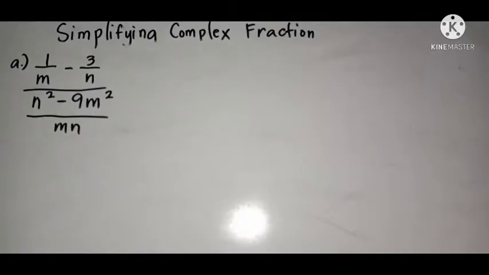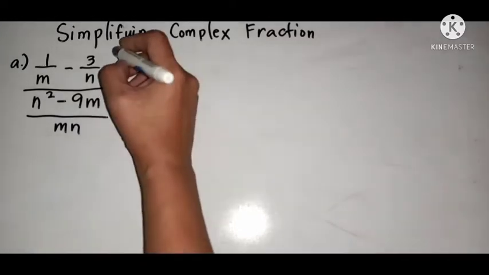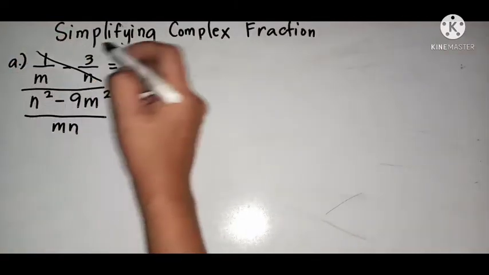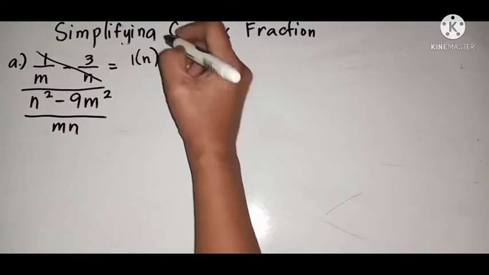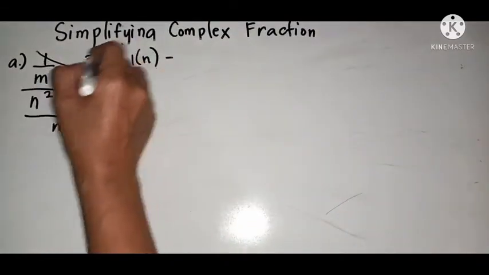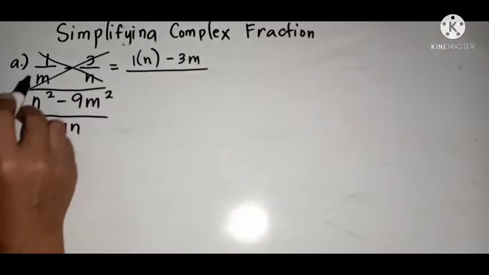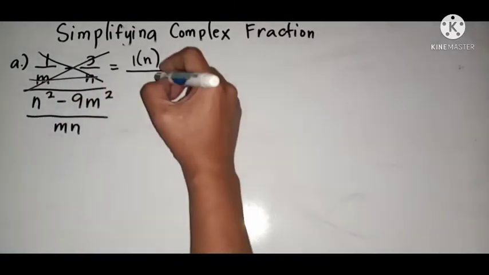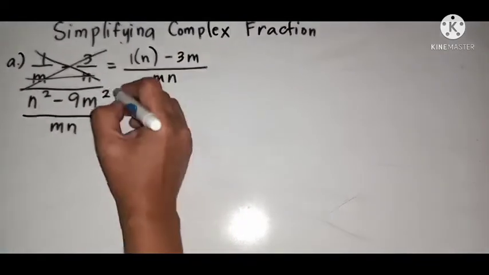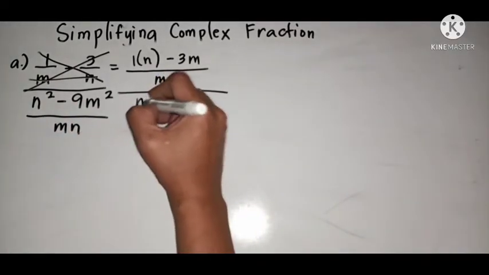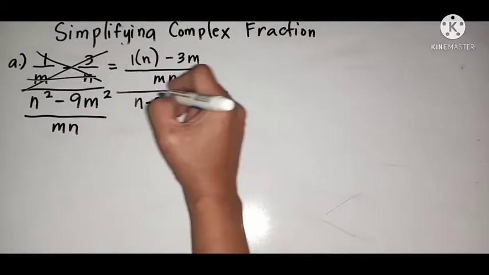We have now the first problem. First, cross multiply. Then simply multiply m and n. Expand this binomial, n squared minus 9m squared.